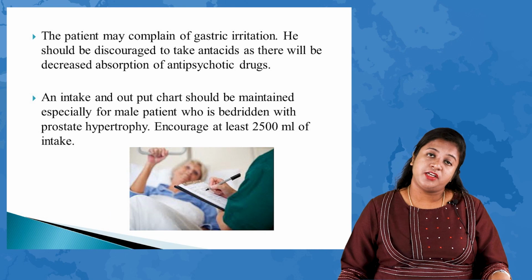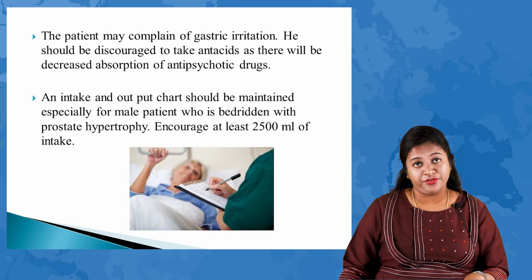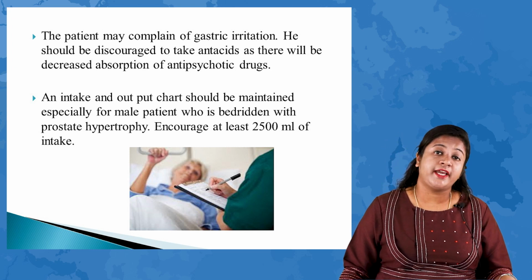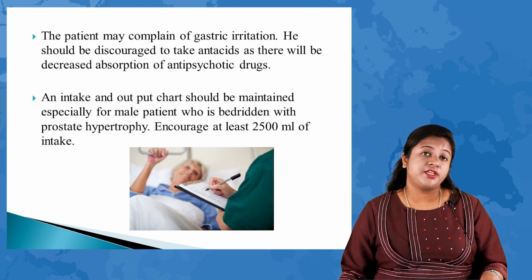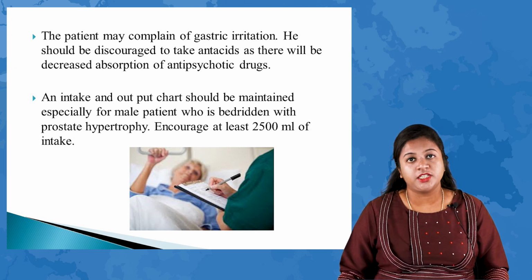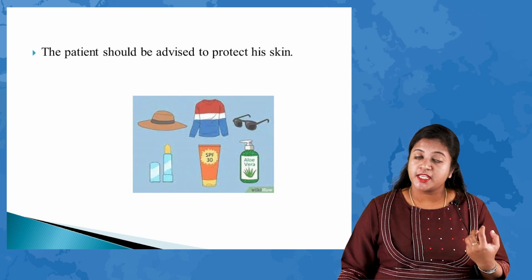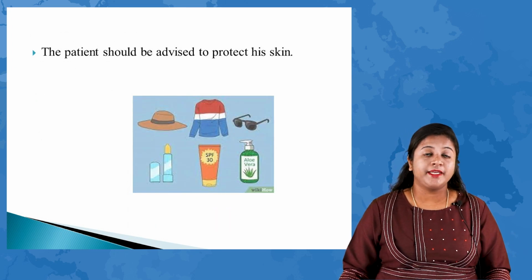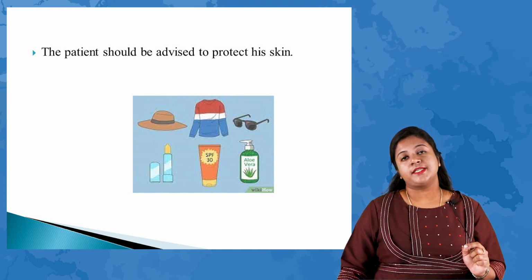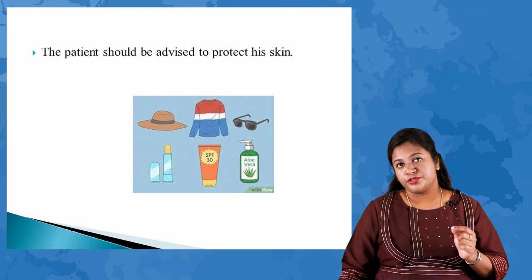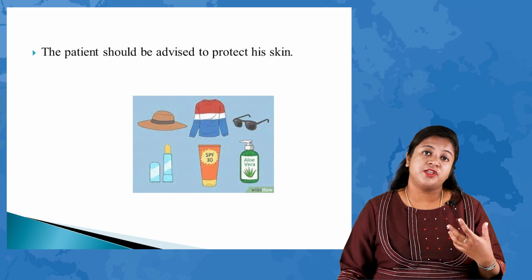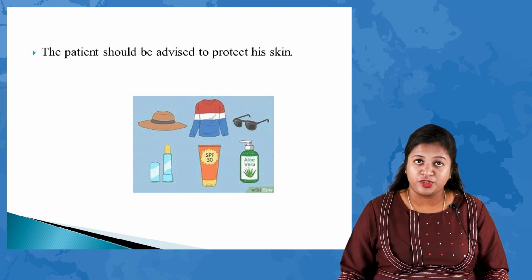If the patient is having associated prostate hypertrophy, see to it that there is a restriction of fluid intake, at least 2500 ml of intake that can be taken, and also maintain the intake output chart. If the patient is having the chances of skin allergies, you also educate them to avoid photosensitivity by using sunscreen lotions, goggles, or clothing which will reduce the irritation onto the skin.